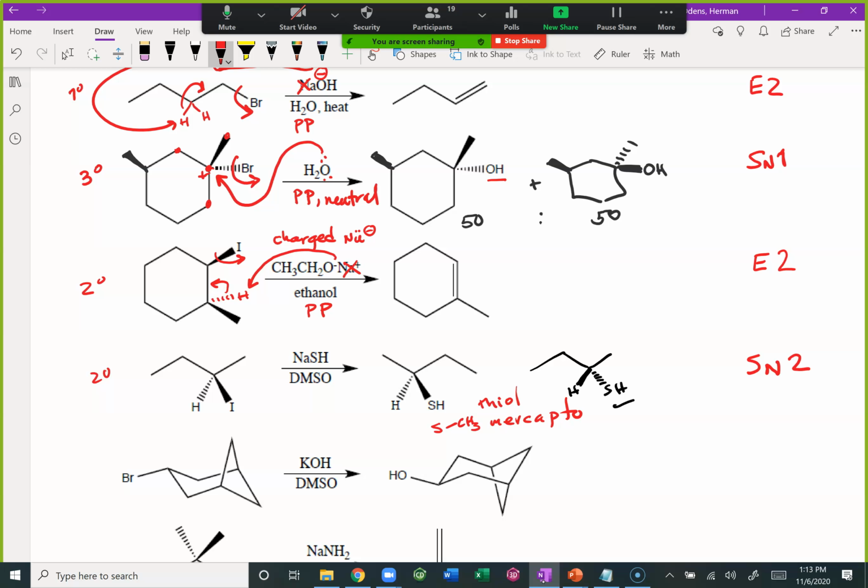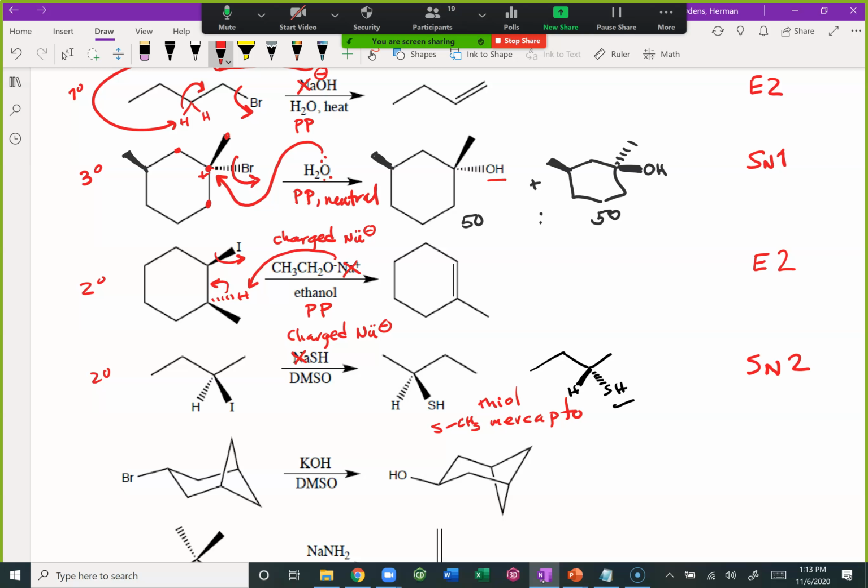So always do what I'm doing. I'm doing some sort of investigative analysis. I check for my base. So this is a charged nucleophile. The moment that I have a charged nucleophile, I know SN2 or E2. All right.